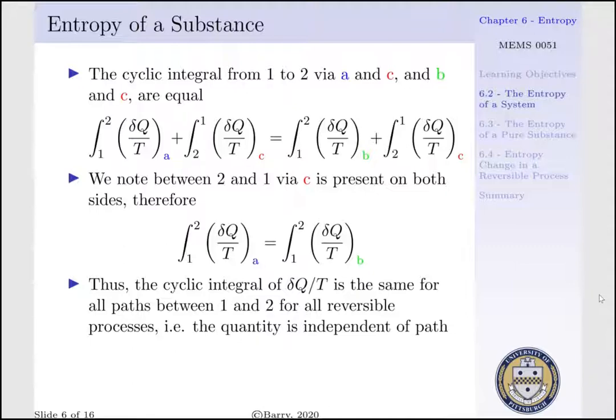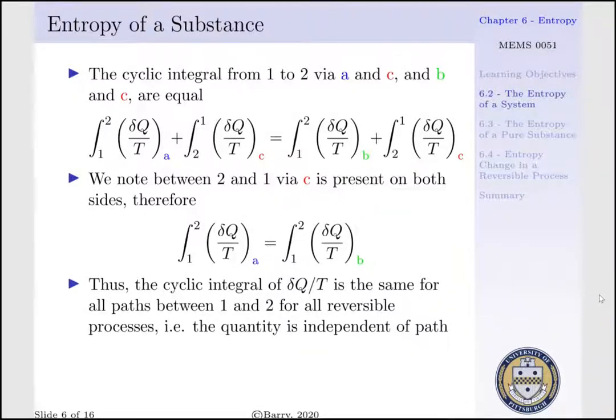We notice that we have the same integral, the integral from state 2 to state 1 of delta Q per T via path C, on both sides. Therefore, they subtract out. And we see the integral going from state 1 to state 2 of delta Q per T via path A is equal to the integral from state 1 to state 2 of delta Q per T via path B.